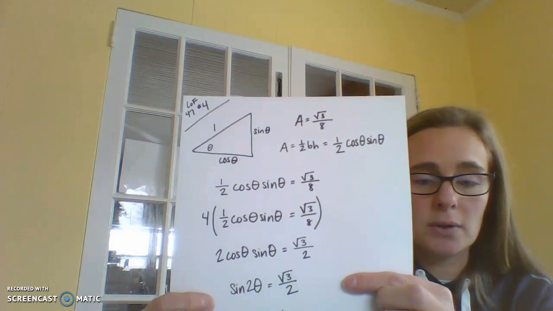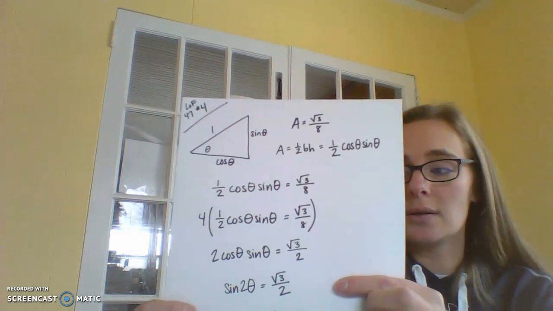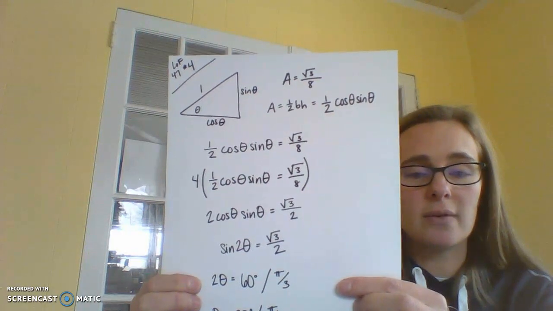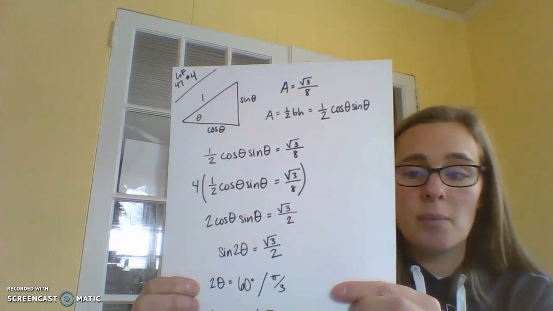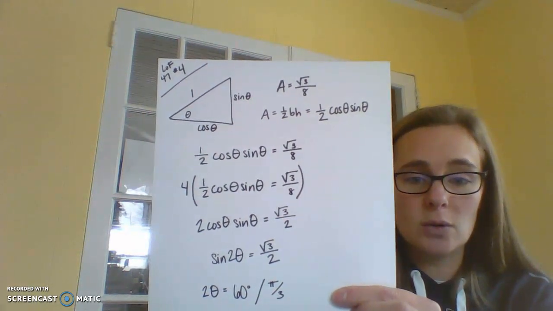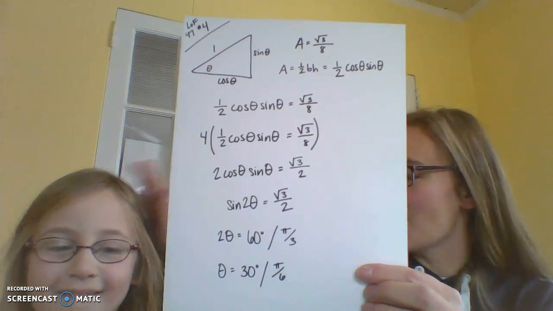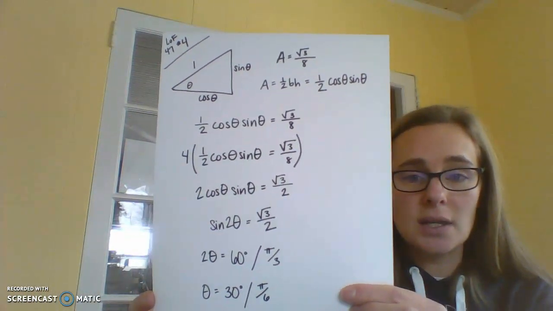So you should have your unit circle handy or have it in your head at this point. So we know that 2 theta is equal to, I have it both in degrees and in radians, 60 degrees or pi over 3 radians. But that's 2 theta, not theta. We want theta, so we just divide both sides by 2, and then we end up with 30 degrees or pi over 6. So that's how we did this one.